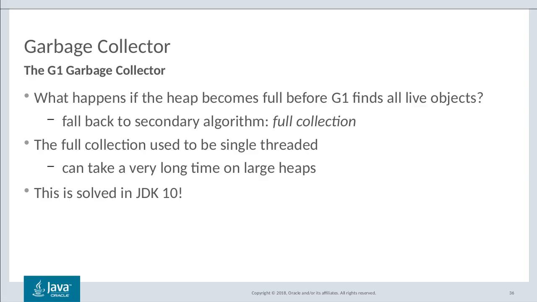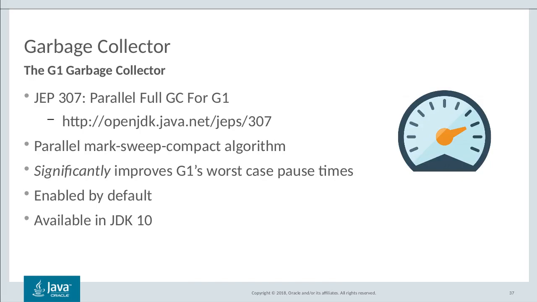The great news is that this is finally solved in JDK 10. So JDK 10 introduces JEP 307, parallel full GC for G1. This means that the fallback algorithm that G1 only utilizes in the worst case scenario is now a parallel mark sweep compact algorithm. That means that this fallback full collection will now utilize all the CPU resources available if you have multiple cores. They will all be put to use to get out of this situation as quickly as possible. This significantly improves G1's worst case pause times.